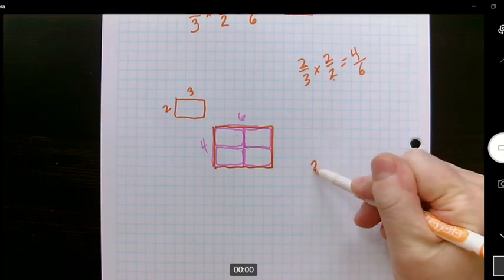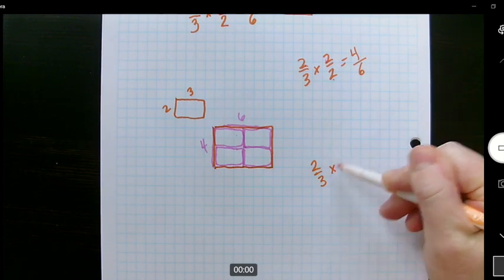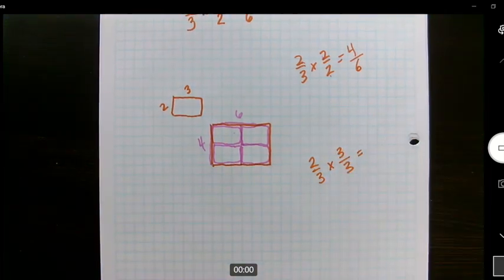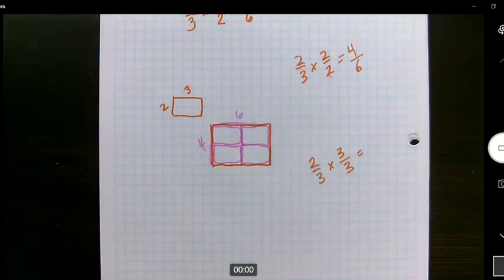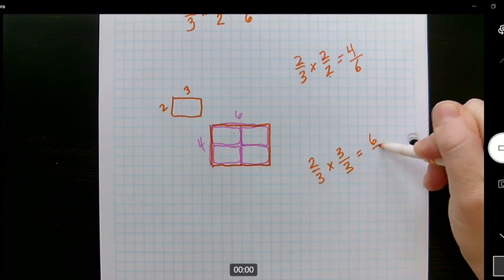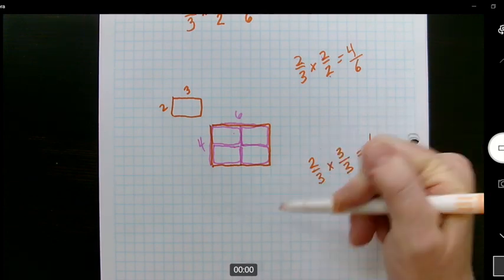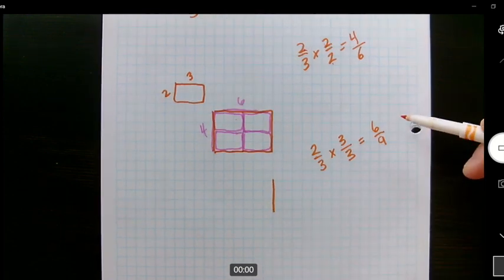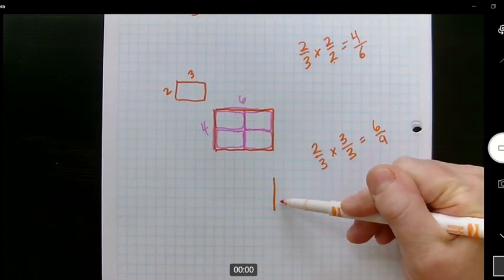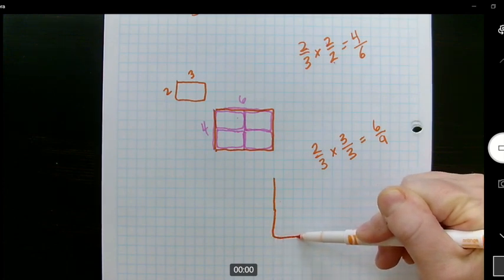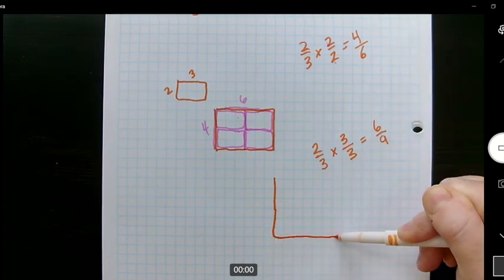So now I have a 2/3, and I'm going to multiply the numerator and denominator by 3. Very similar to what we do with fractions. And we would get 6/9. All right, so let's test it out and see what happens. I am going to sketch a 6 by 9. 1, 2, 3, 4, 5, 6. I need a lot of space for this. 1, 2, 3, 4, 5, 6, 7, 8, 9.